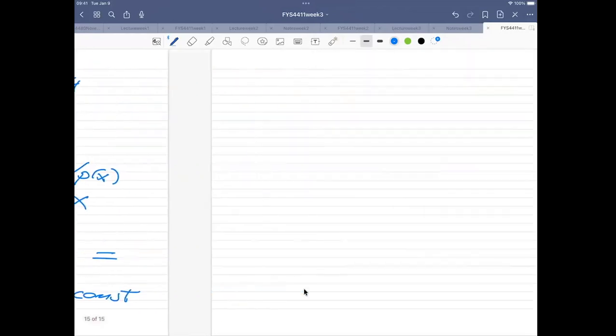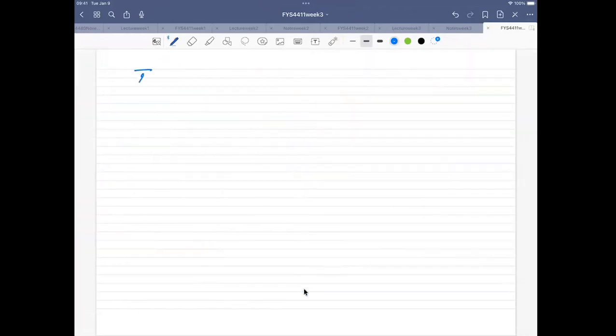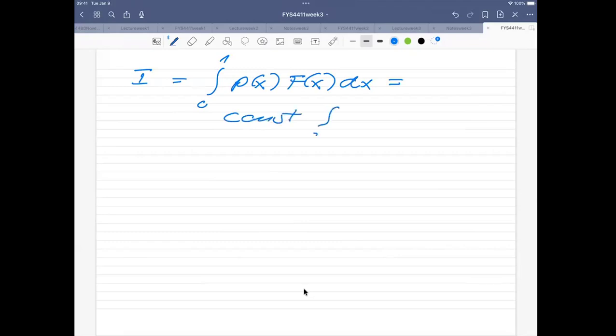So let's just write it out. Suppose now that this is a constant, this reduces to f of x over p of x, multiplied with this uppercase letter X, and d of x, and that's just a constant multiplied with the integral from 0 to 1 of p of x d of x, and this quantity here is the normalization criterion which we have, so this is just equal to a constant. So why is this interesting?